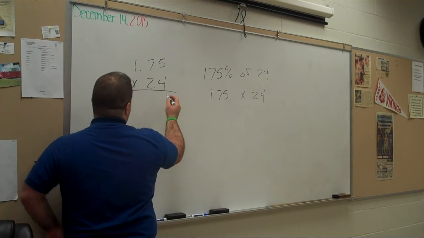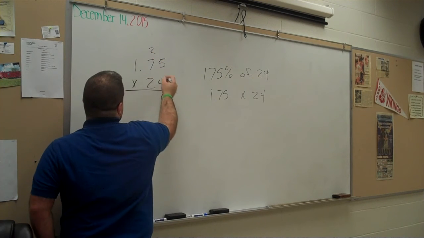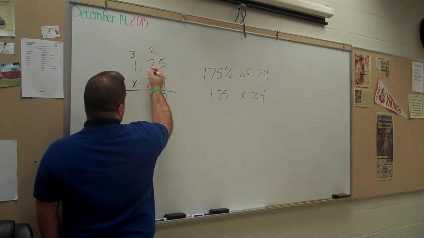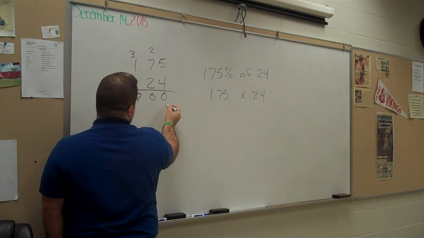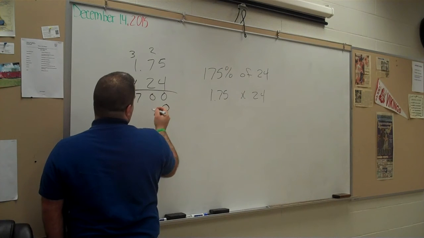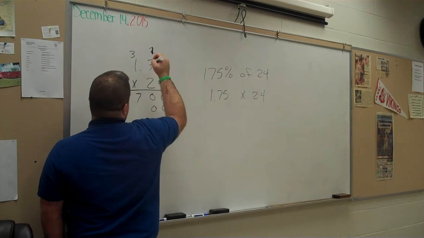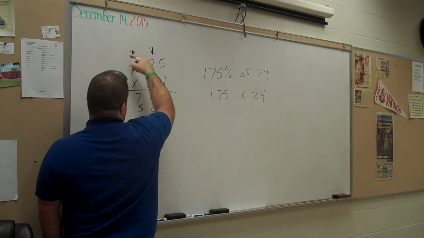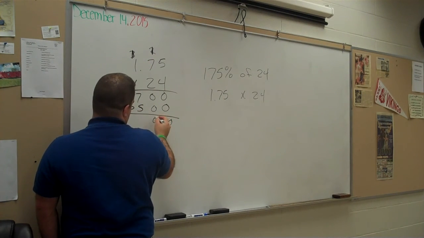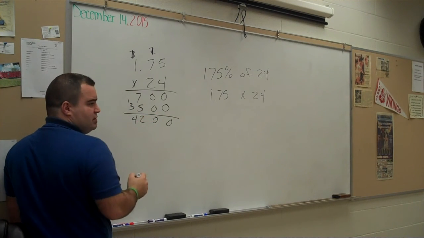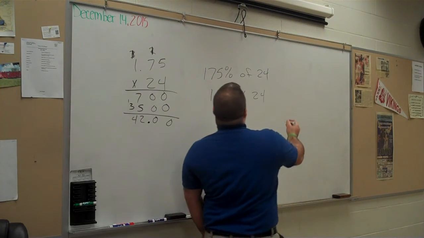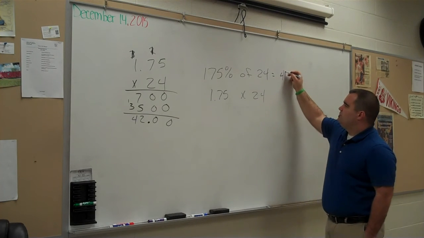Hey, what's 4 times 5? 20. Okay. What's 4 times 7? 28 plus 2 is 30. 4 times 1 is 4, plus 3 is 7. Placeholder. Okay, so what's 2 times 5? 10. What's 2 times 7? 14 plus 1 is 15. How many decimal places? 2. So 175% of 24 is 42.